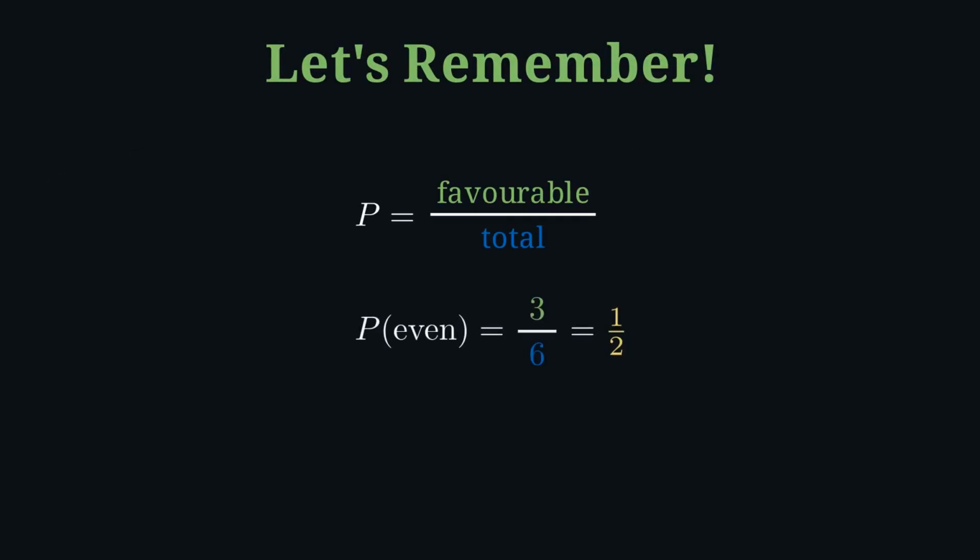Let's remember, when outcomes are equally likely, probability equals favorable over total. For an even number on a die, that's 3 over 6, 1 over 2. Change the event, just count again.